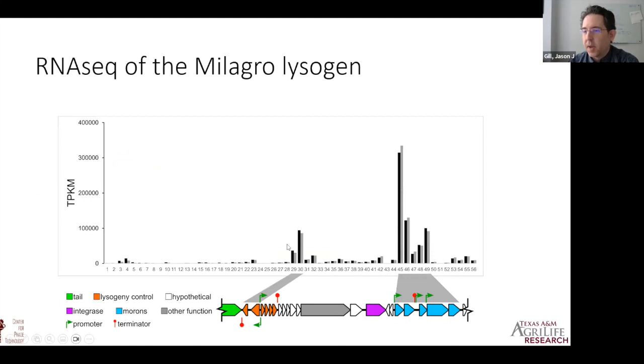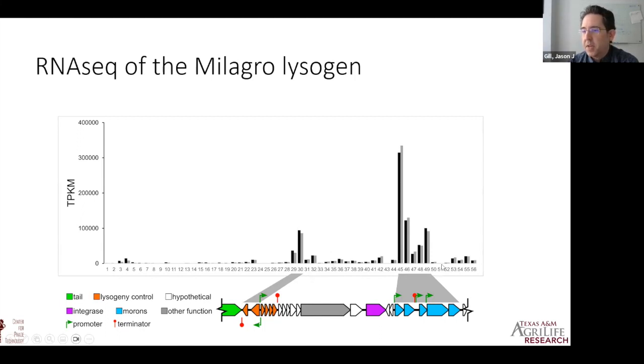To confirm this, and also to look at what the rest of the phage was doing, we did some RNA-seq on just the dormant lysogen of Milagro. We were looking really for this signal right here, because if gene 30 here is the repressor, as we were expecting, then we would expect to see this expressed from the lysogen, which is what we see here. Gene 30 and this other gene on this transcript, gene 29, which we're not sure what it does, are both expressed in the dormant lysogenic state, which is typical of a phage repressor. So these are on in the lysogen.